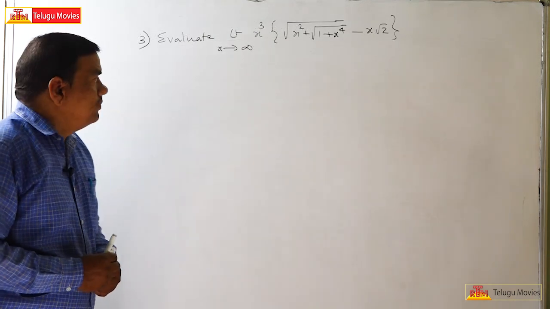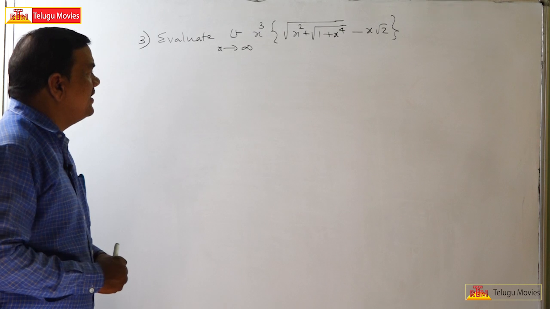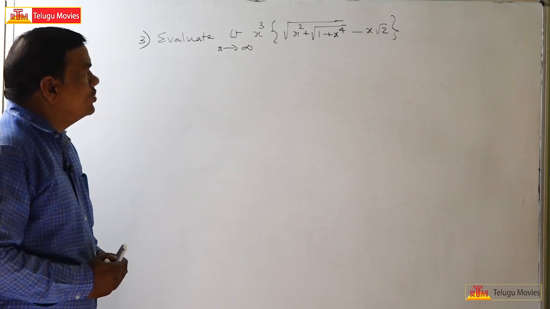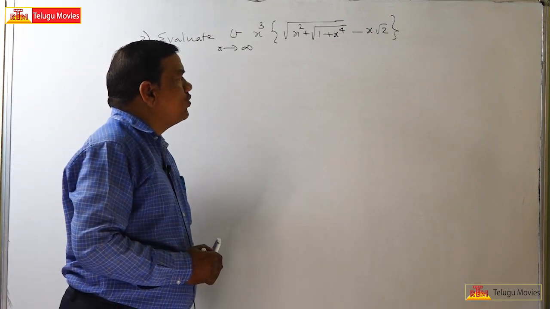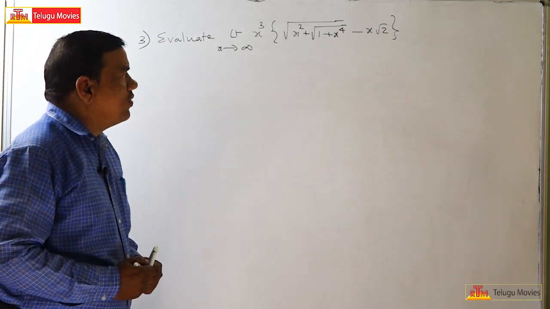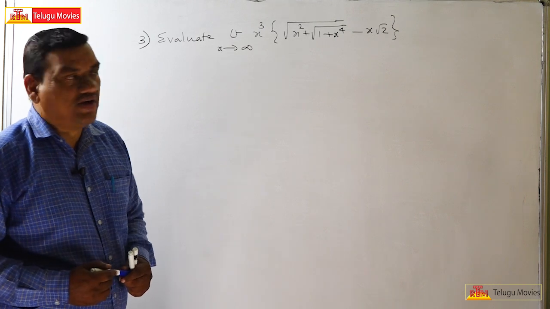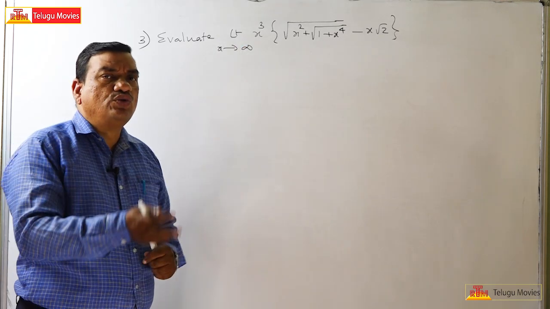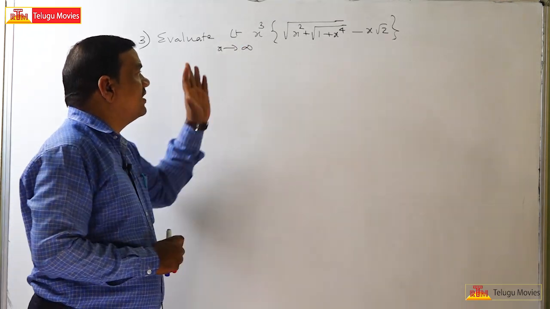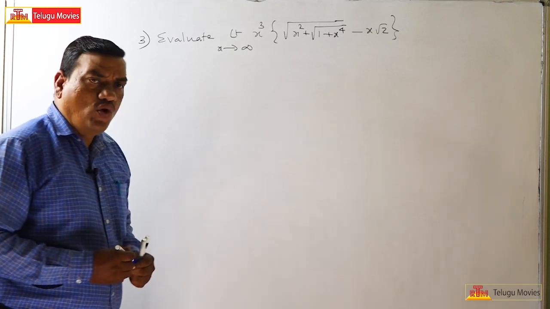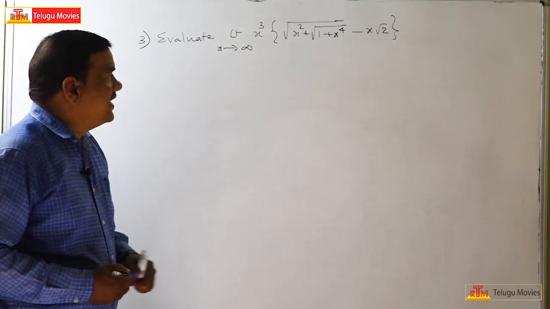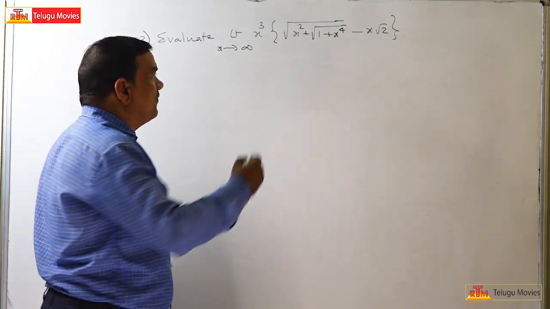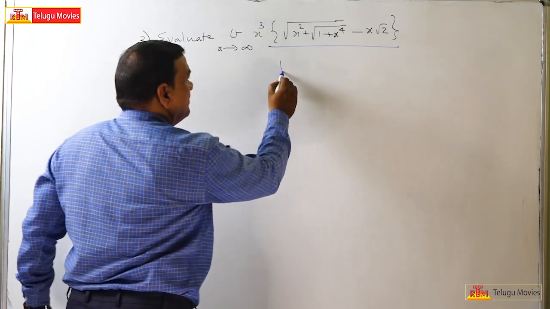Welcome to this problem. Evaluate the limit as x tends to infinity of x cube into (square root of (x square plus square root of (1 plus x to the power of 4))) minus x root 2. How much is this value? If x tends to infinity, you cannot substitute infinity in the given expression. The only idea is, since a minus sign is there, multiply the numerator and denominator with the conjugate.